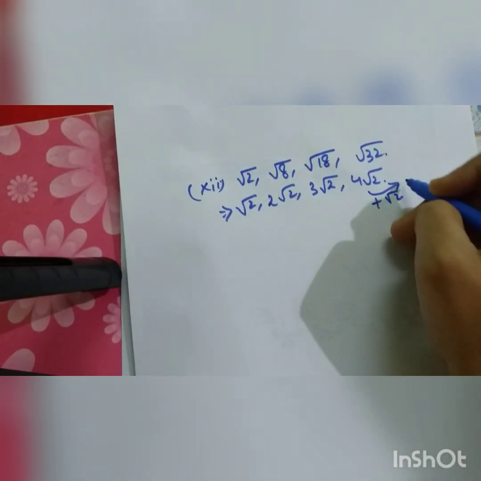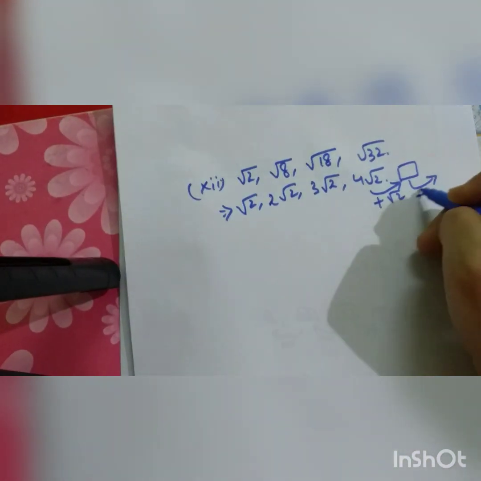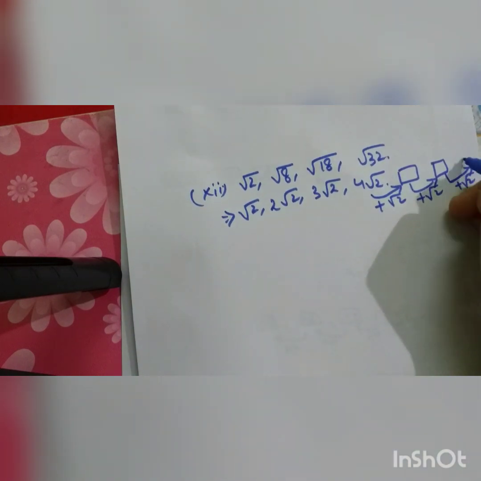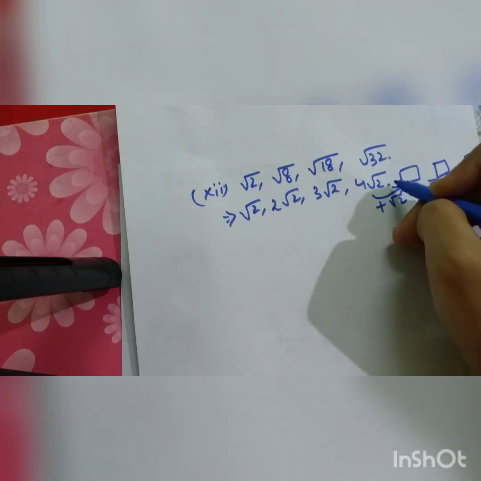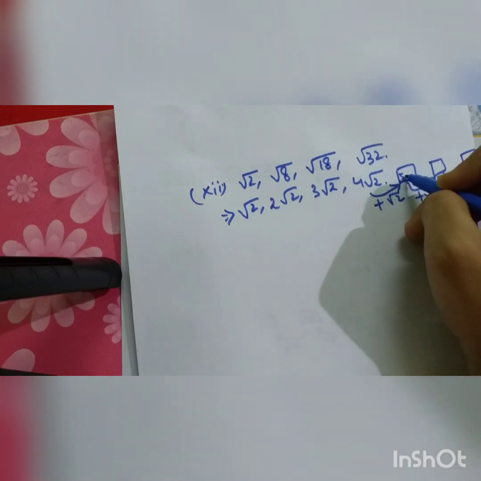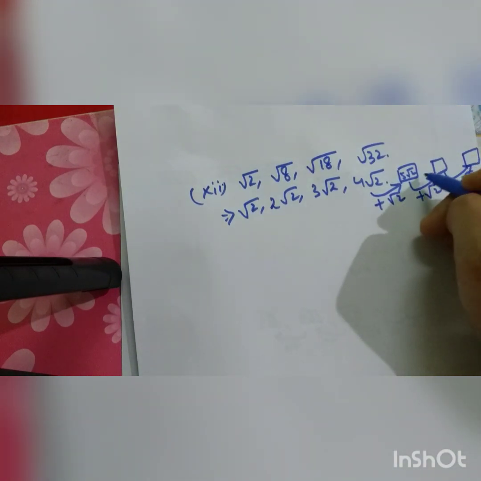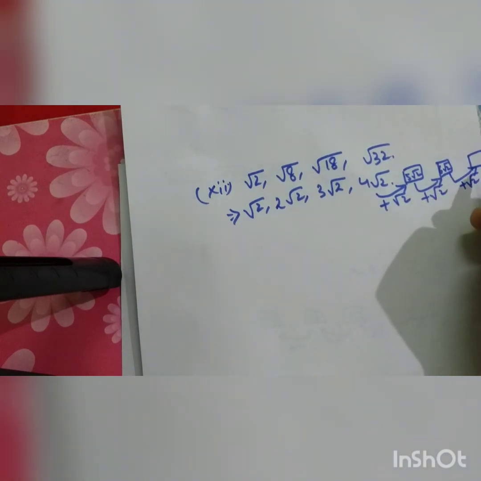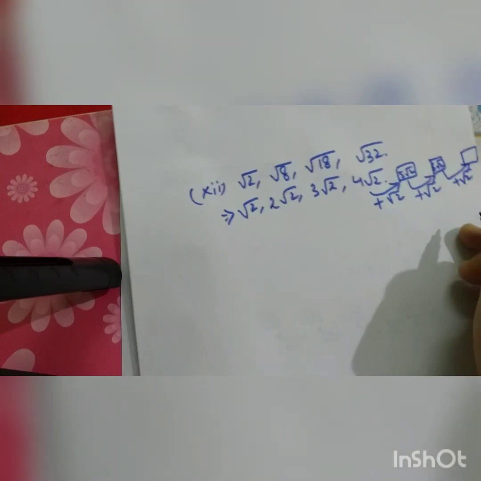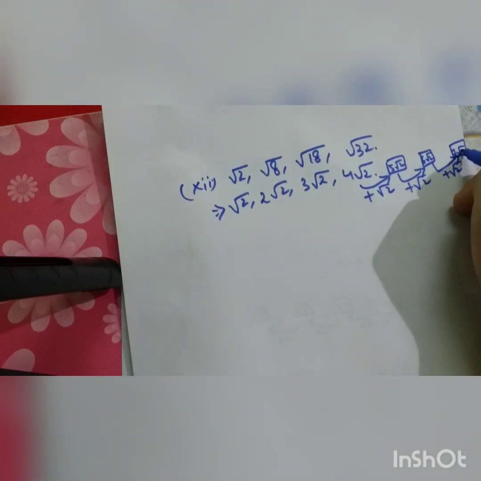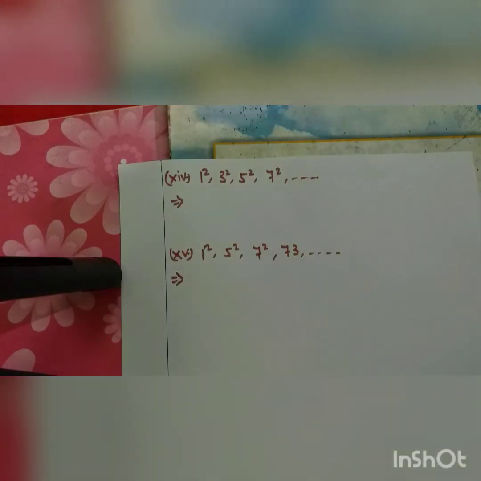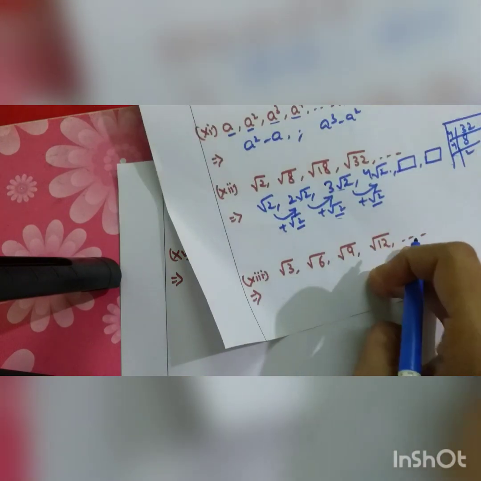So just add root 2 to get the next three terms. When you add root 2 to 4 root 2, you will get 5 root 2. When you add root 2 to 5 root 2, you will get 6 root 2. When you add root 2 to 6 root 2, you will get 7 root 2. So your answer will be 5 root 2, 6 root 2 and 7 root 2. Hope it is clear. Come to the next question.